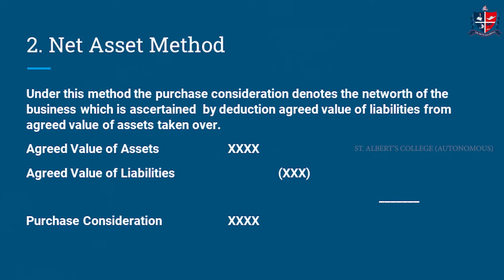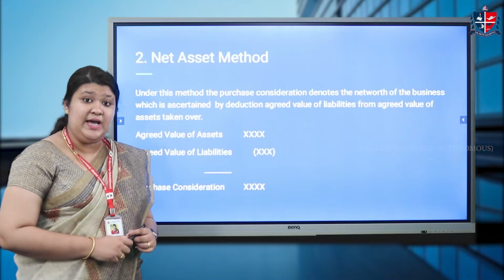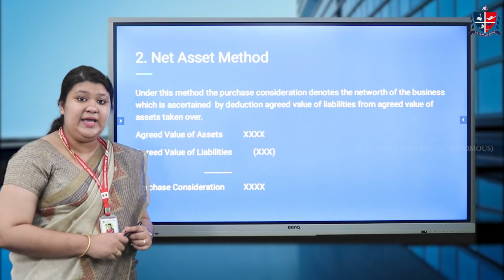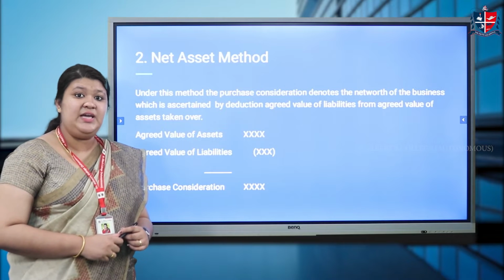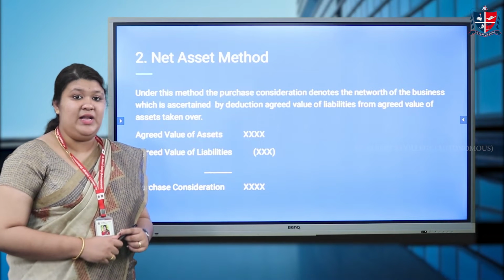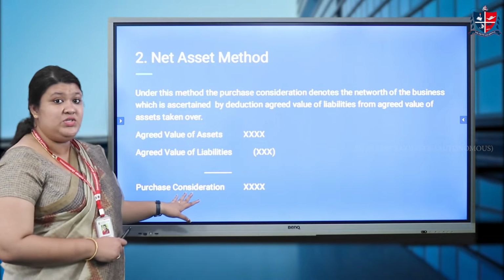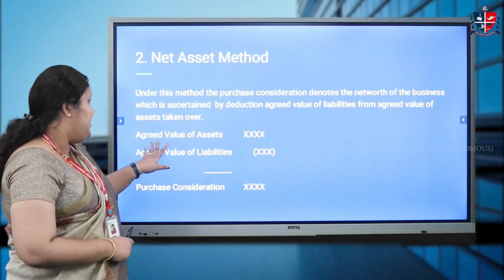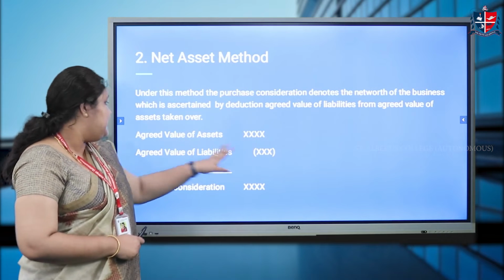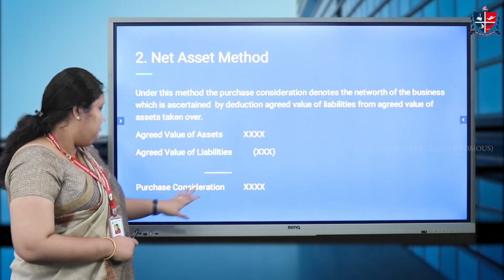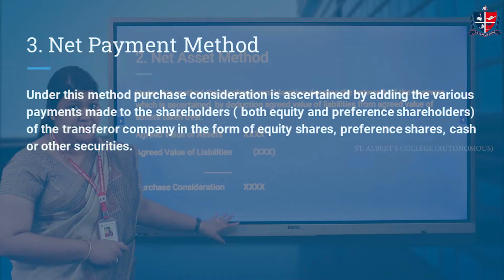The second method is the net asset method. Under this method, the purchase consideration is calculated by deducting the agreed value of liabilities taken over from the agreed value of assets. In this case, we can find out the purchase consideration using this formula: the agreed value of assets minus the agreed value of liabilities. Thus, you will arrive at purchase consideration.